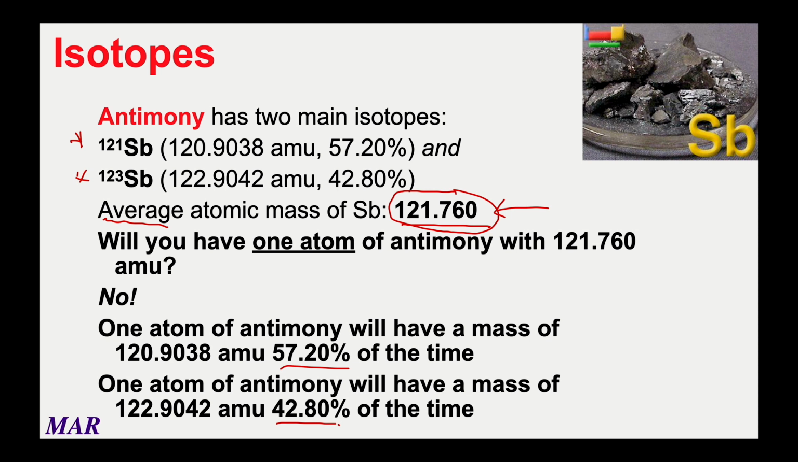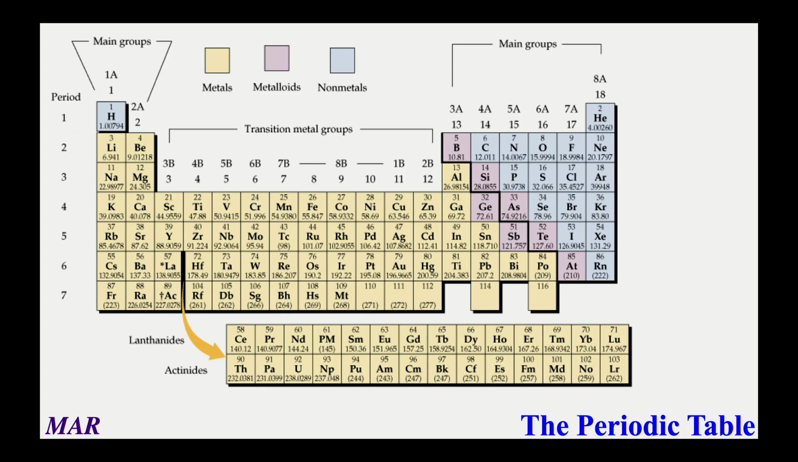And you might think, wait a minute, why are we even dealing with this when you're not going to have individual atoms? Oh, my friend, we have such cool things to share with you here. We're going to see how that 121.760 allows us to do all kinds of cool things with antimony in a future section. So hang tight. Back to the periodic table: metals on the left, nonmetals on the upper right, with the exception of hydrogen, and again, those metalloids going down the middle.